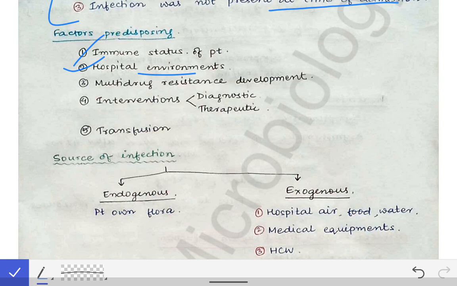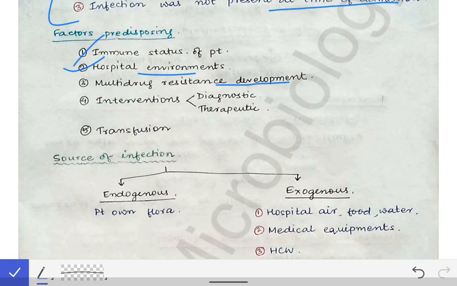Plus multi drug resistant development. We know in the hospital premises multiple types of antimicrobial agents are used in different patients for their different infections. So there is a high chance of development of resistance, in fact multi drug resistance, in the microorganisms. Those microorganisms are very tough for doctors to handle, and that also increases the rate of hospital acquired infections because they are difficult to treat.